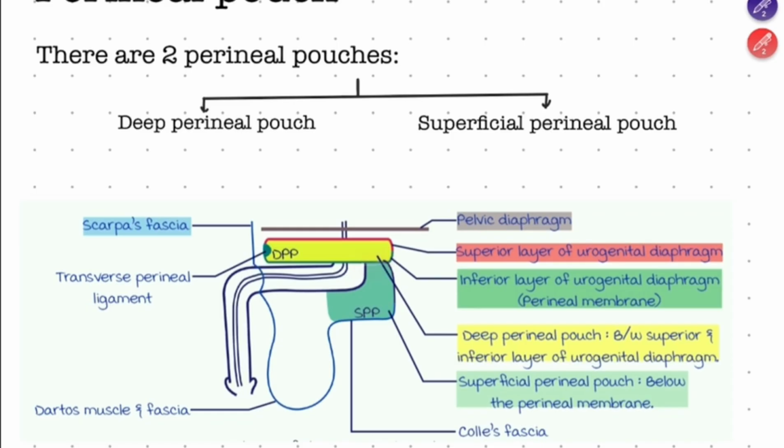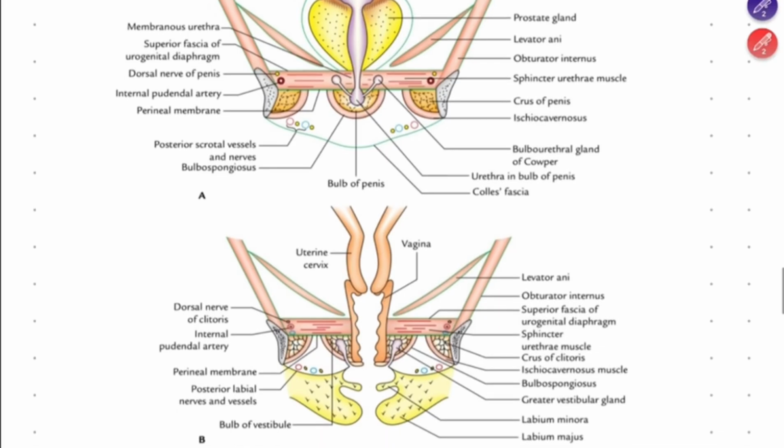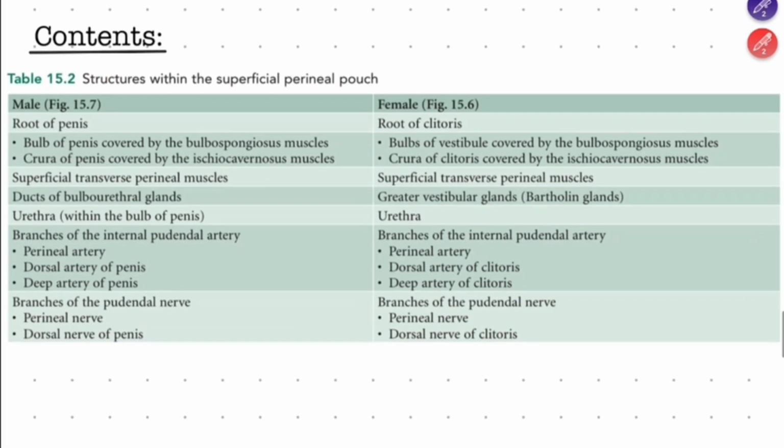This is the perineal membrane, and this is Colles fascia, and it is the fusion. Colles fascia is fusing with the perineal membrane posteriorly, and anteriorly it is open. This is the coronal section of the urogenital region, showing contents of the superficial perineal pouches in both males and females.